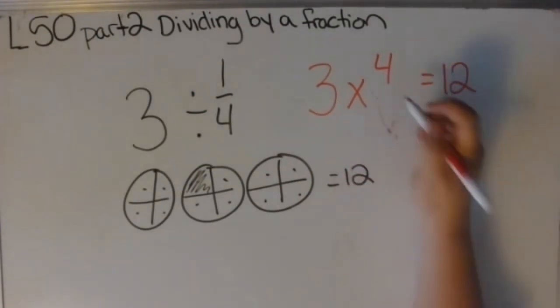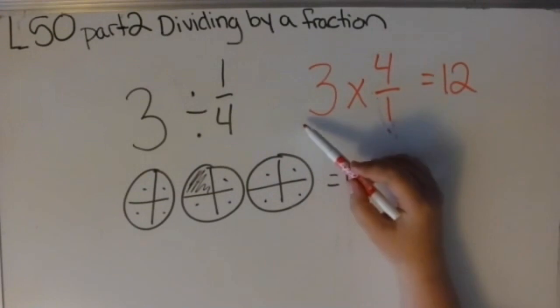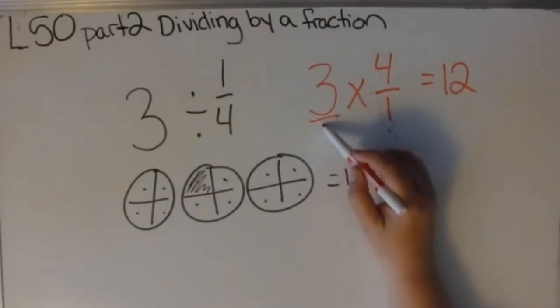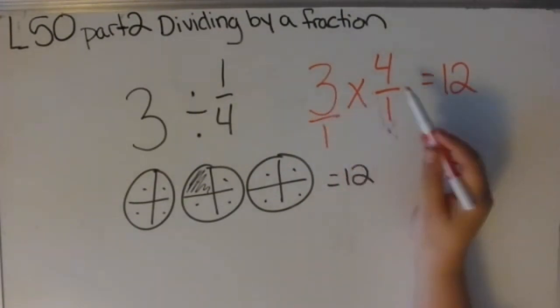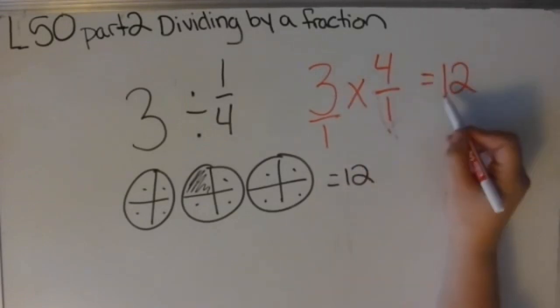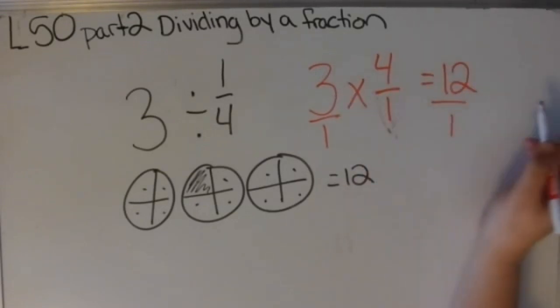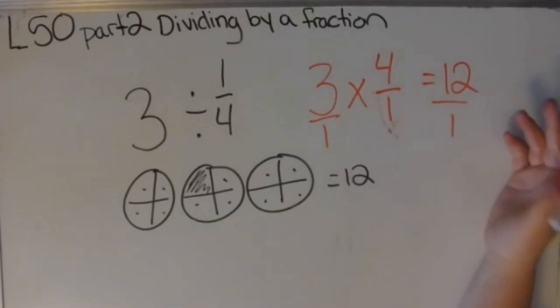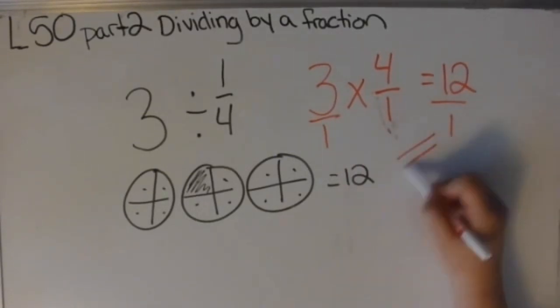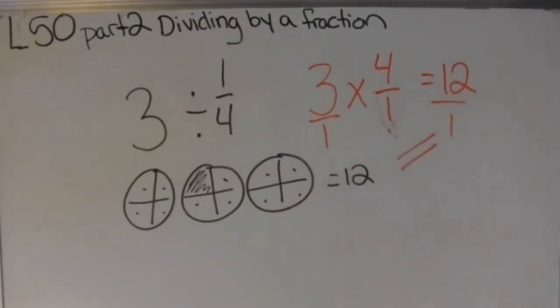Now, if you didn't get that right away, you could have done the 4/1 and then gone to this one and said, okay, well, that's 3 wholes. 3 wholes is 3/1. Do my multiplication. 3 times 4 is 12. 1 times 1 is 1. 12/1 is 12. Same answer. So you can do it both ways.